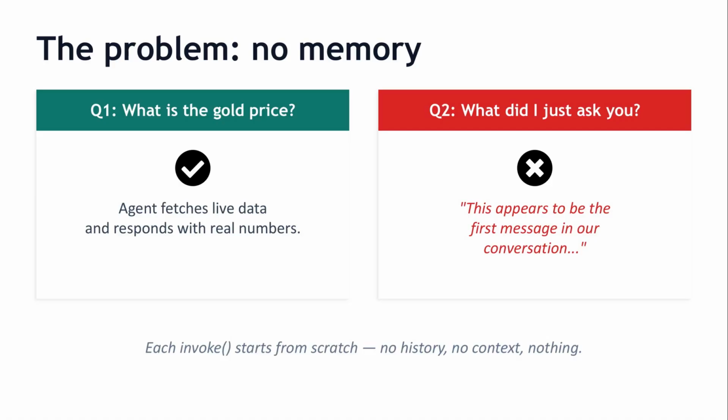Let me show you the problem. You ask your agent, what is the current gold price? It works perfectly. Fetches live data, gives you a summary. But then you ask, what did I just ask you? And the agent says, this appears to be the first message in our conversation. It has zero memory of the gold price question. Each time you call invoke, the agent starts completely fresh. No history, no context, nothing. Today we fix that.